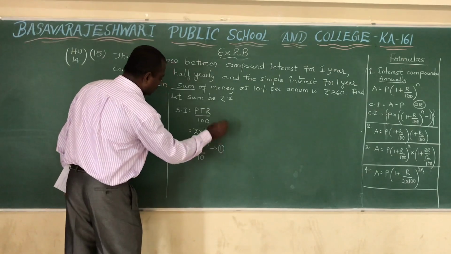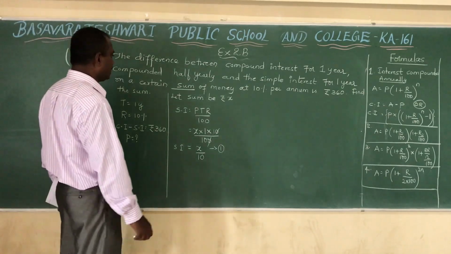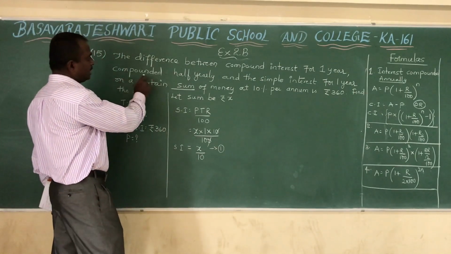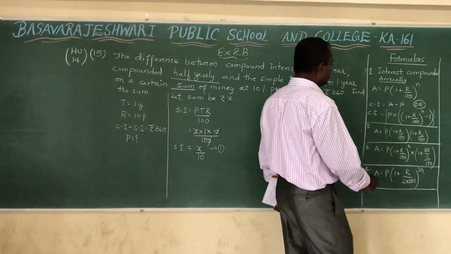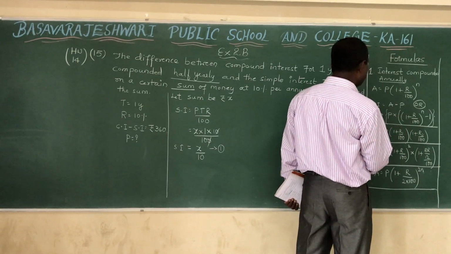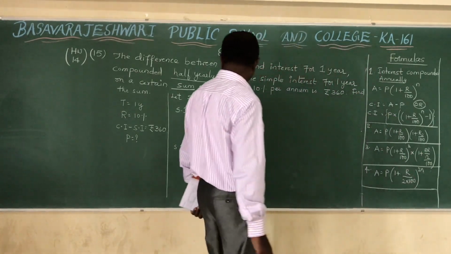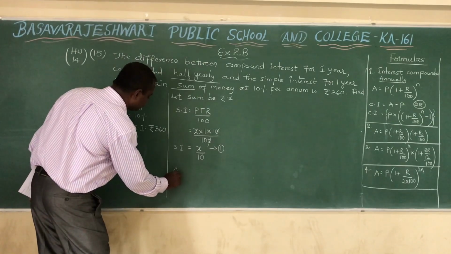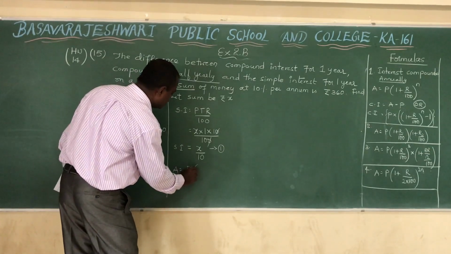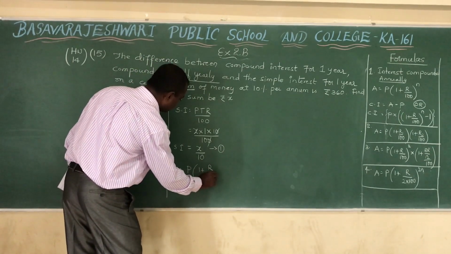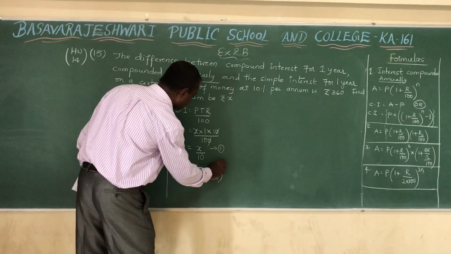Equation number 1. Now we will find out the compound interest. Here they are saying compounded half yearly. So which formula do I have to apply? Compounded half yearly means first I will find the amount, then I will find the compound interest. So amount is equal to P into 1 plus R by 2 into 100, whole to the power of 2n.